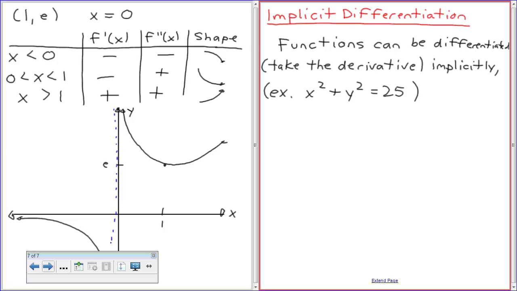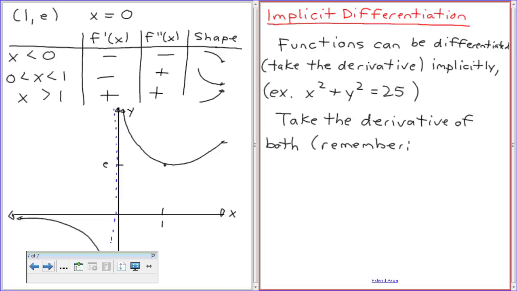So what we're going to do is take the derivative of both. And I'm going to say, remembering from the first day, y prime is the same as dy by dx. Then isolate dy by dx.